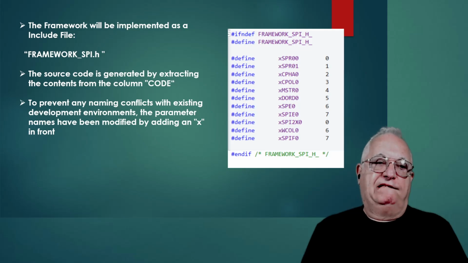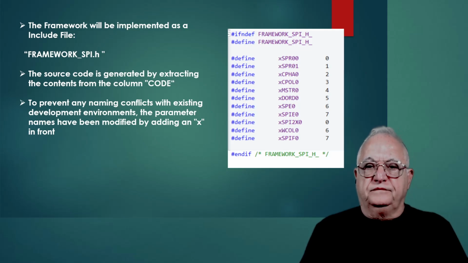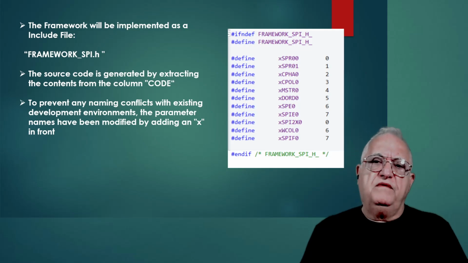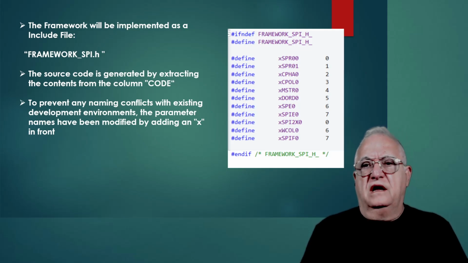and compile it. To prevent any naming conflict with the existing development environment, the parameter names have been modified by adding an X in front. As usual, I explain this. I put an X in front because this work is done by the environment that you use most of the time. But here we want to know where things are coming from, and also if for some reason you have an environment that doesn't provide these parameters, then you already know how to do the work.